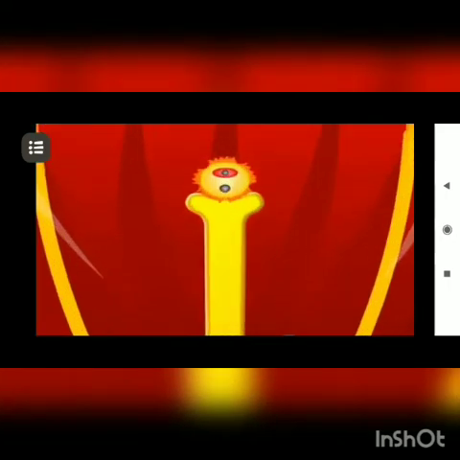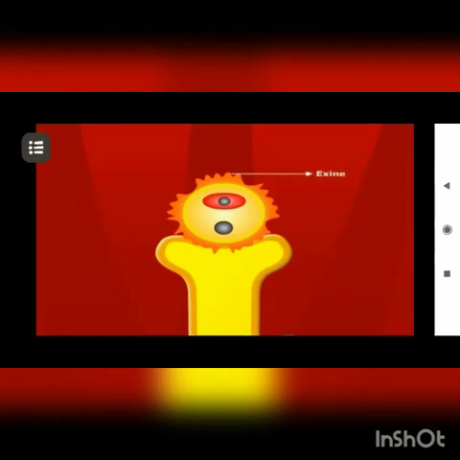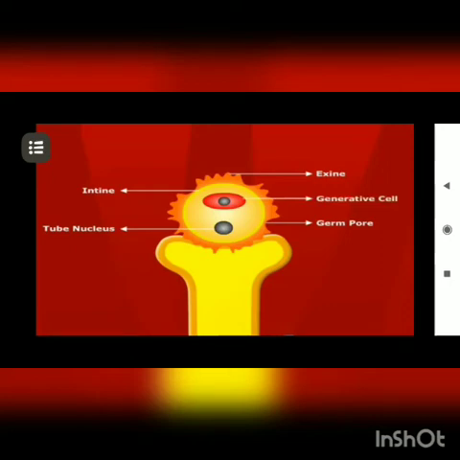The pollen grain has two layers. The outer layer is known as exine, and it is made up of a substance called sporopollenin. The inner layer is thin and is known as intine. At some places, the exine is thin. These areas are known as germ pores, through which the pollen tube will emerge. The pollen grain has two cells. The smaller cell is known as the generative cell, which will divide to form two male gametes. The larger cell is known as the tube cell, which will give rise to the pollen tube.